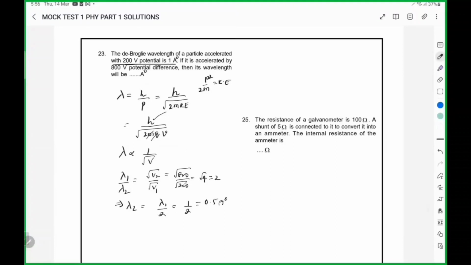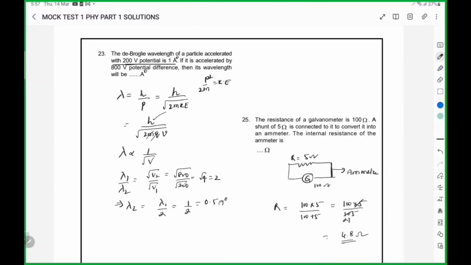So here the galvanometer resistance is 100 ohms. A shunt of 5 ohms is connected to convert it into an ammeter. So when the shunt is connected in parallel to the galvanometer, this whole system we call an ammeter. So the resistance will be 100 into 5 by 100 plus 5, so here it is roughly 4.8 ohms.